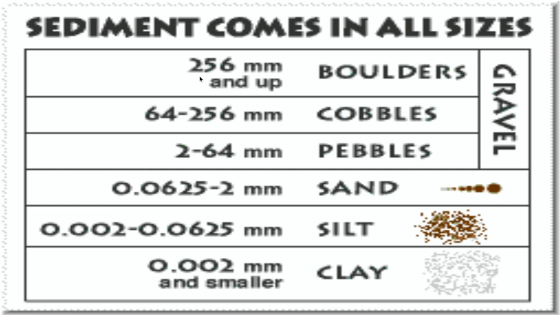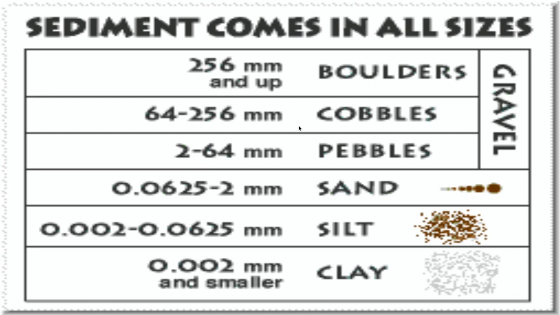So technically, anything that is 256 millimeters or bigger is a boulder. So really something that's only about 25 centimeters, so about 10 inches. So somewhere in the neighborhood of a 10-inch rock or larger is scientifically called a boulder.